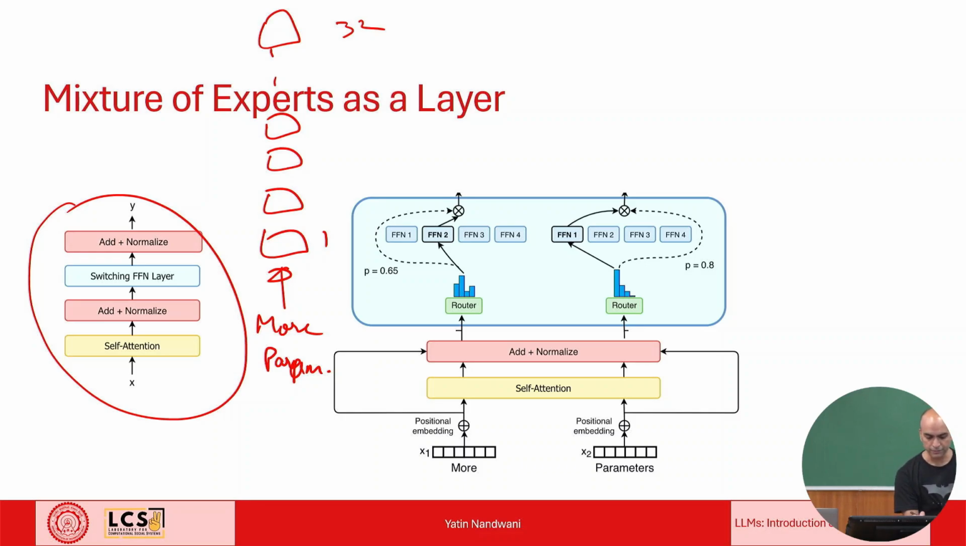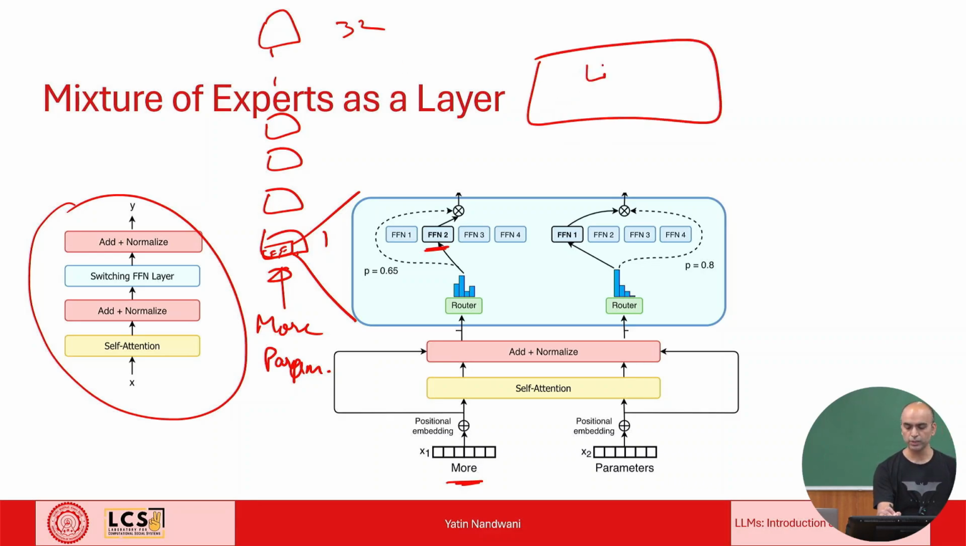In each of these layers, we have a feed-forward layer, and we are replacing this feed-forward layer with the mixture of experts. In the first layer, this token "more" got assigned to feed-forward layer 2. In the next layer, it may get assigned to the fourth expert. So the key idea is using it as a layer in a deep network and stacking it on top of each other. Does that make sense?